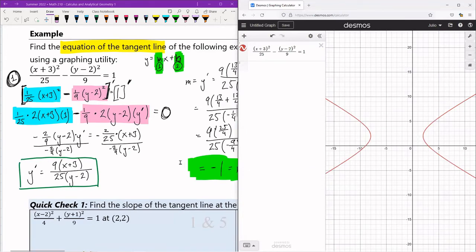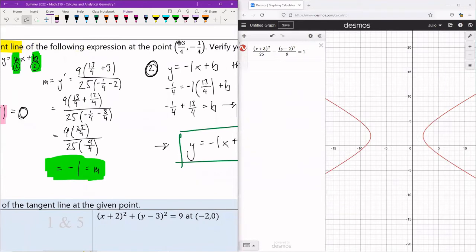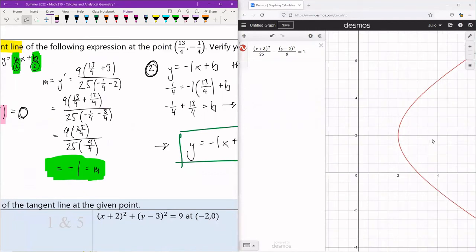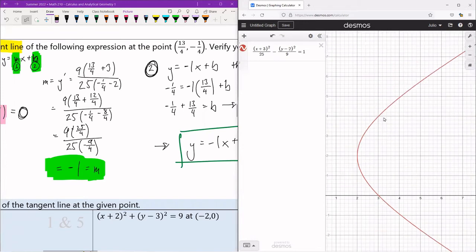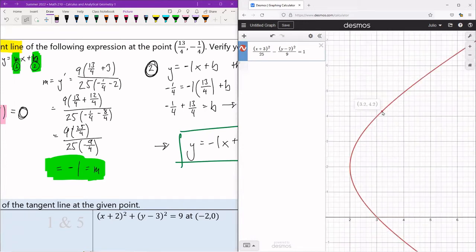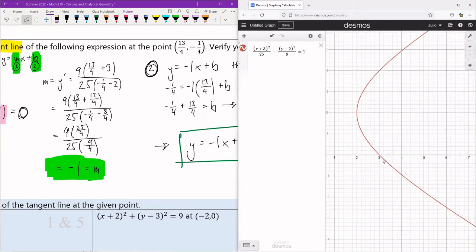The problem was at 13 over 4 comma negative 1/4. So I'm going to go ahead and zoom in on 13 over 4. 13 over 4 is about past 3 a little bit, so about right here. And we want it at negative 1/4, so it's actually down here. Something around here, so actually right there. It's at this point where we want it to be tangent.